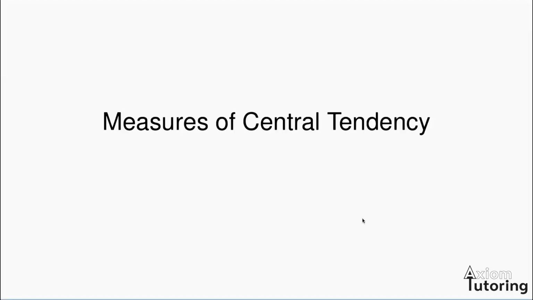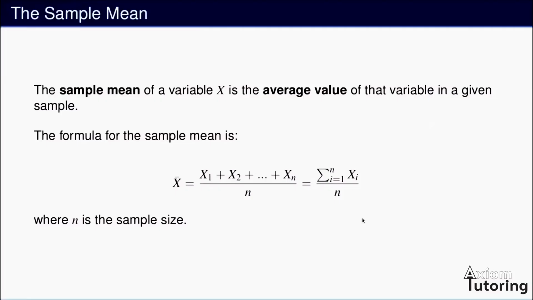Hi, in today's video, we'll go over different measures of central tendency. Now, the first one you've probably all seen is the sample mean. The sample mean of a variable x is just the average value of that variable in a given sample. The formula for the sample mean is x bar equals x1 plus x2 plus all the way to xn, divided by n. Very often it's represented as x bar in the literature.